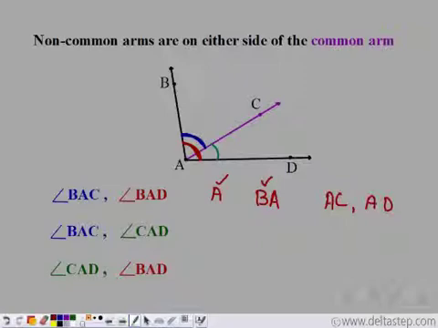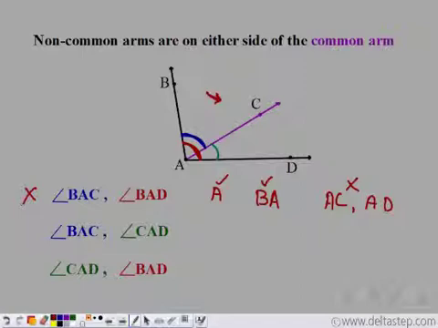Now, they should lie on the opposite sides of BA for these two to be adjacent. AC lies on this side. AD also lies on this side. So the third condition, which is that non-common arms are on either side of the common arm, is not satisfied. So these two are not adjacent angles.